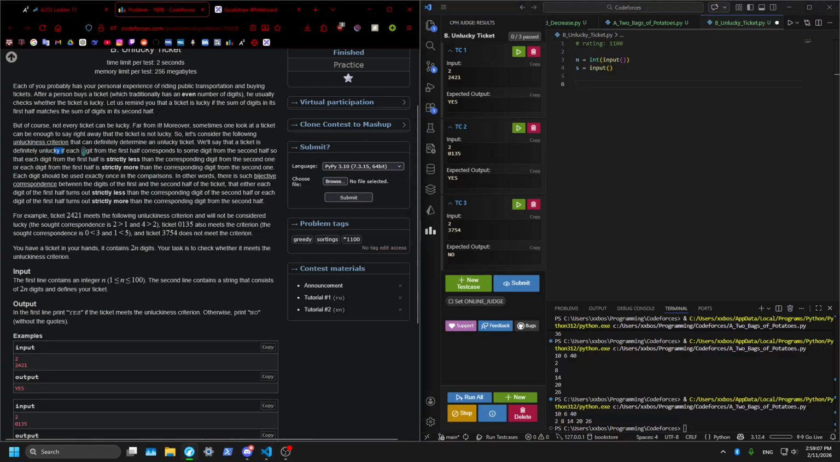A ticket is definitely unlucky if each digit from the first half corresponds to some digit from the second half, so that each digit from the first half is strictly less than the corresponding digit from the second half. Our number always has an even number of digits because of 2n.